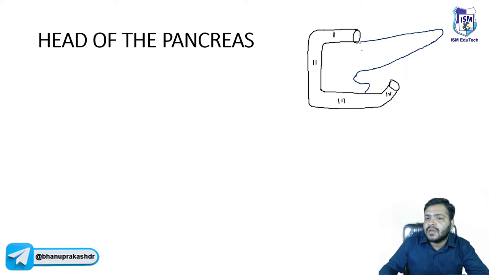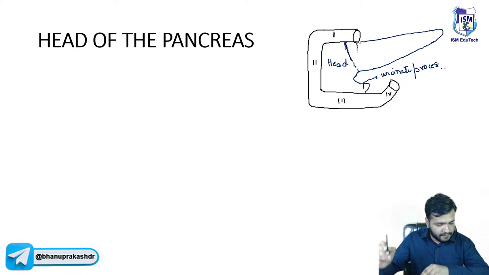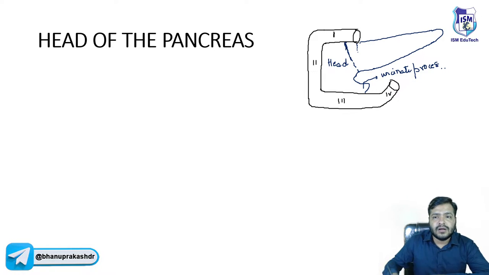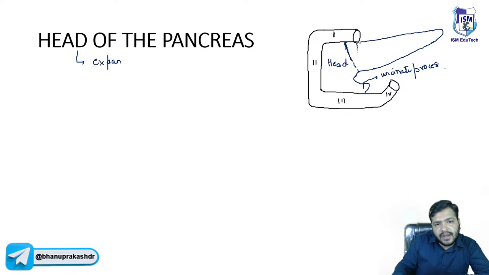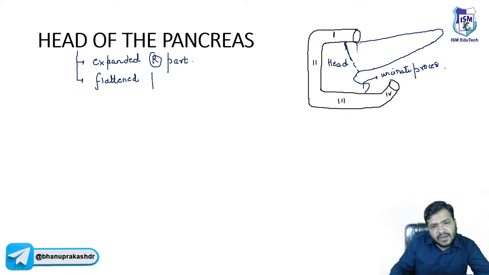Now till here, beta, is the head of the pancreas. And this is something which is called the uncinate process. Now, when I say head, remember, beta, it is the expanded right part. It is a flat part, a flattened part of the pancreas.